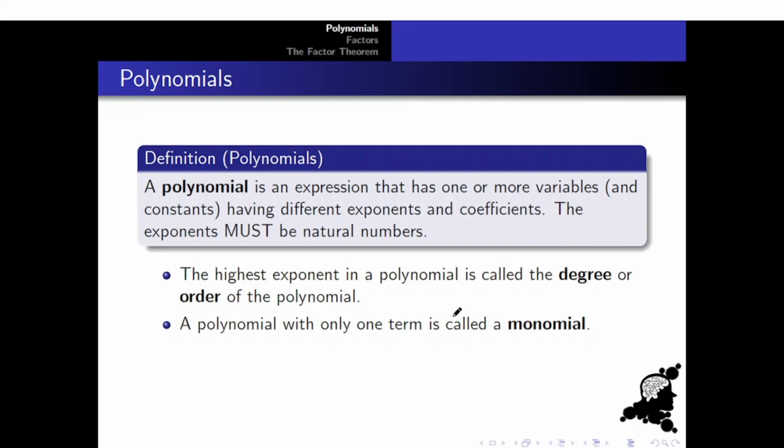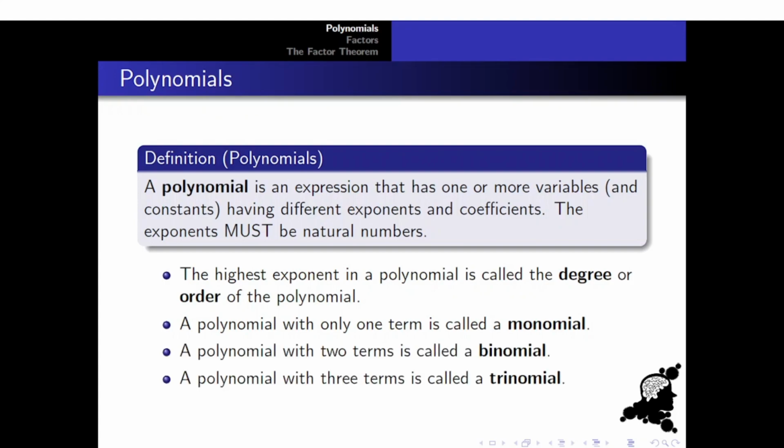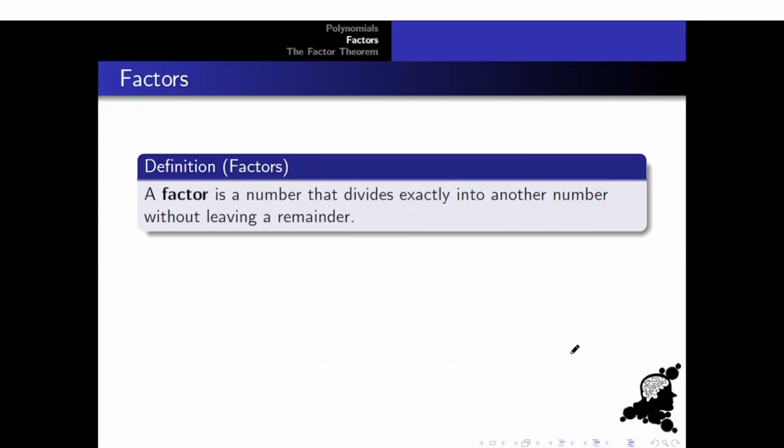A polynomial with only one term is called a monomial. I'm sure you're familiar with this from earlier grades like grade 8 and 9. A polynomial with 2 terms is called a binomial, and a polynomial with 3 terms is called a trinomial. Now you've been working with three-term polynomials or trinomials in the previous grades, especially when it comes to the first question in your paper 1, where you're supposed to solve for x. In most cases, you'll be using a trinomial.